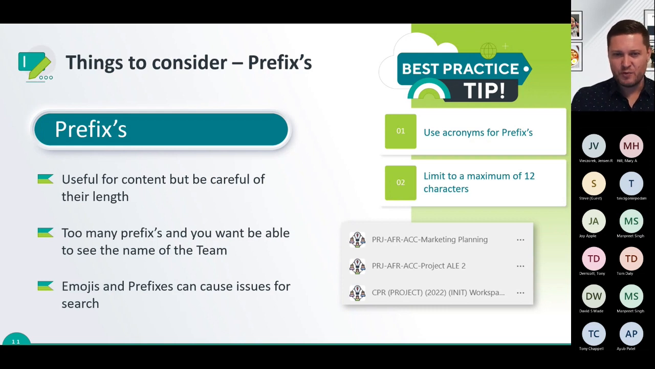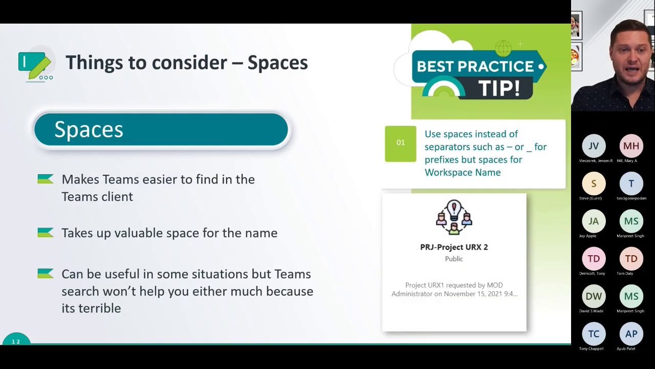In terms of prefixes, we recommend limiting them to 12 characters overall. The reason is that in the Teams client, no matter how wide your screen is, even with one of these crazy wide monitors, I think it cuts off the name at around 28 characters. We've got it later on. So don't have too many prefixes, because then people aren't going to see the name of the team itself, but at least have some prefixes. We'll talk about how you can structure those prefixes in just a moment also. The other thing is around spaces as well.